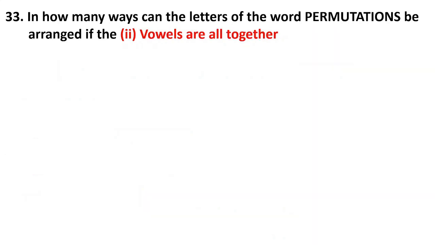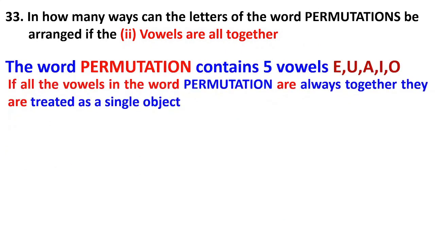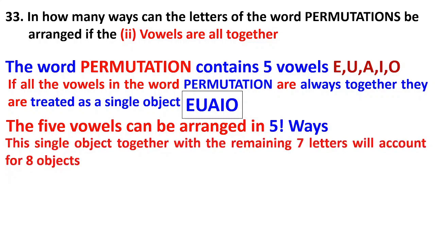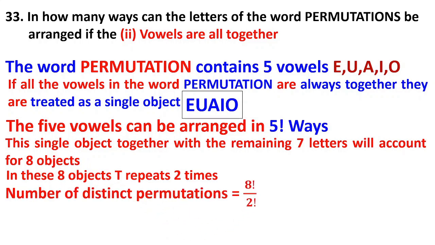Well, let us go to the second one. Vowels are all together. We have to collect the vowels. These are the vowels, E, U, A, I, O, and we will take the vowels as a single object. The 5 vowels can be arranged in 5 factorial ways, no repetition of any letter. And this single object together with the remaining 7 letters. The remaining 7 letters have T repeating 2 times. Therefore, it is 8 factorial by 2 factorial.